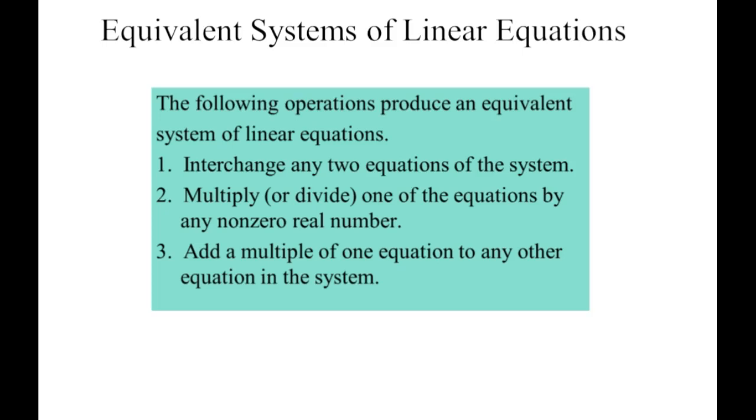The second one tells us we can multiply or divide one of the equations by any non-zero real number. We know that to be true from any linear equation we've worked with. As long as you multiply or divide by the same value to both sides of the equation, you're going to be okay. And the third one, we can add a multiple of one equation to any other equation in the system. That's an idea we used when using the linear combinations or elimination method to solve systems of linear equations. So these ideas are just a review of things we talked about when solving linear systems. We're going to use those same ideas later when solving systems using matrices.